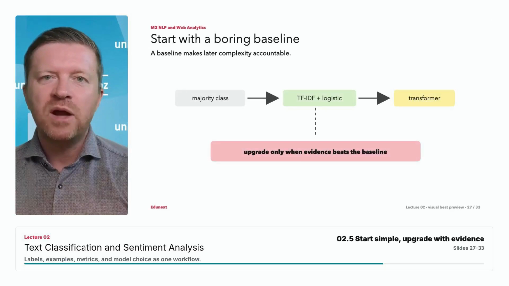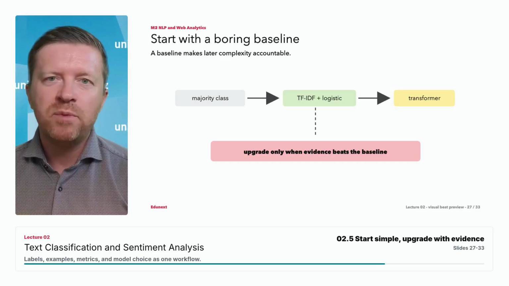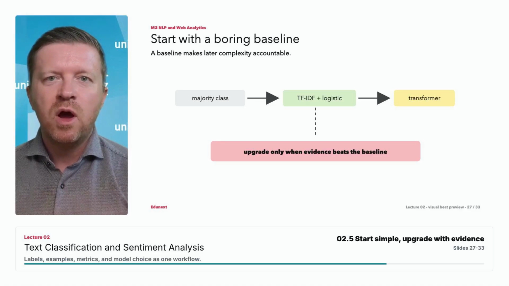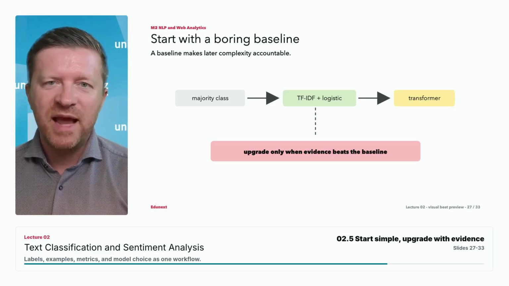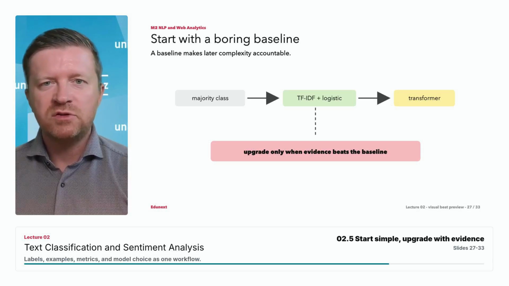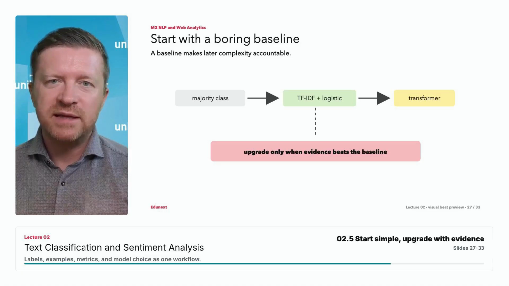It is tempting to end a lecture on classification by saying, use the largest transformer model you can, but that is usually not the best engineering rule. A better rule is, start with a baseline, measure the errors, and upgrade only when the evidence justifies it. A boring baseline is valuable because it makes later complexity accountable.